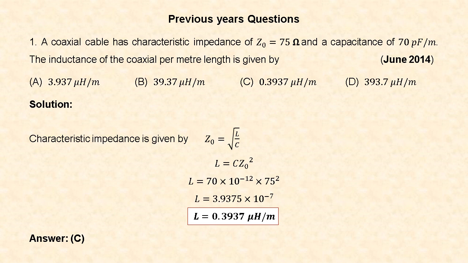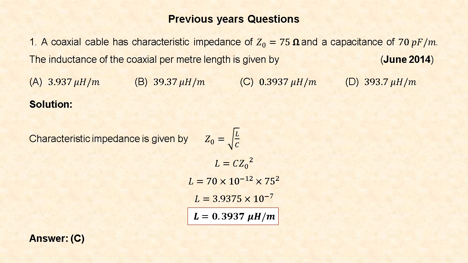The inductance of the coaxial cable per meter length is given by option A 3.937 microhenry per meter, option B 39.37 microhenry per meter, option C 0.3937 microhenry per meter, option D 393.7 microhenry per meter.